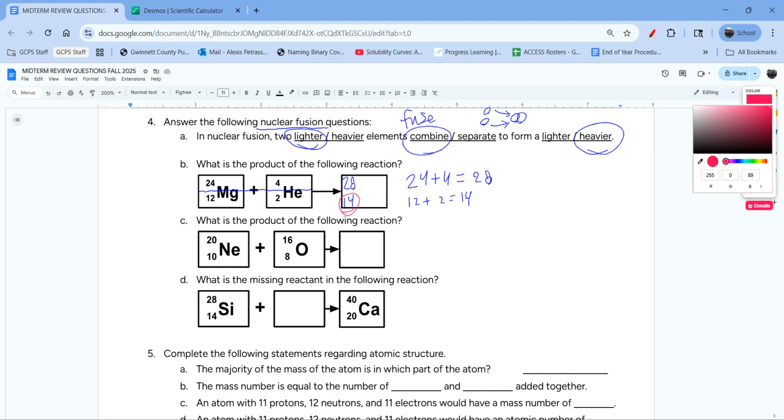So atomic number is the identity of the atom. Proton number is the identity of the atom. The mass is always the bigger number. The atomic number is always smaller than the mass. So I need to look on my periodic table, find number 14, which is Si for silicon.